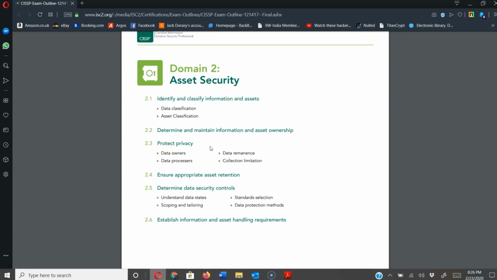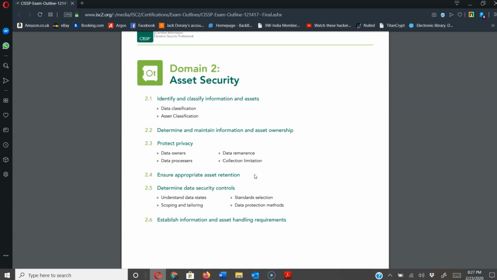Then we talk about protection privacy. So data owners, data processors, remnants, collection limitations, determining, ensuring appropriate asset retention. So let's say data, right? Even if I have data, how long do I retain data? If you go into privacy acts of organizations or of countries rather, so GDPR for European Union, GDPR basically states that you will only retain personal identifiable information for as long as the organization requires it. The moment you have no reason to have that data with you, you're going to delete that data. So which means automatically says you're going to retain that data till it makes business sense. Once you figure out it is not required, you're going to delete it in a secure manner, which is not recoverable to unwanted parties. So you have to determine those asset retention periods.